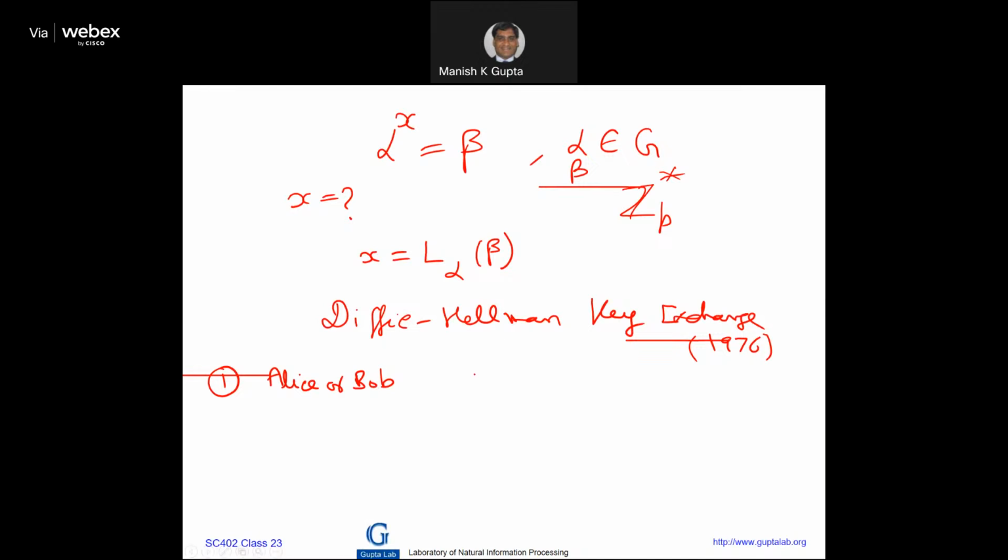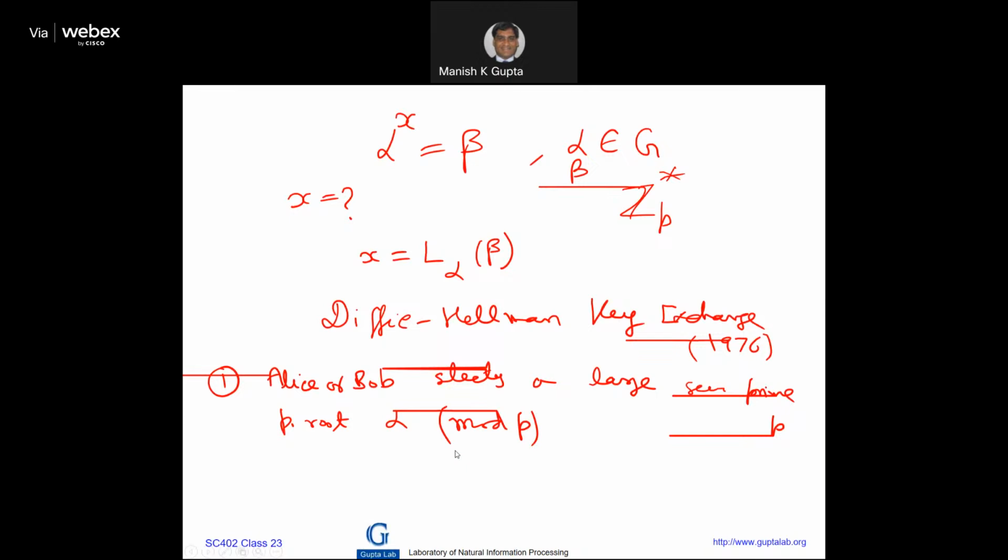Alice or Bob selects a large secure prime P, and a primitive root alpha mod P. Alpha is a primitive root. So that means the order of alpha is P minus 1, right? That is a primitive root. They select a large prime P, and then they select a primitive root alpha, because then the log is well defined, right? I mean, you know that.